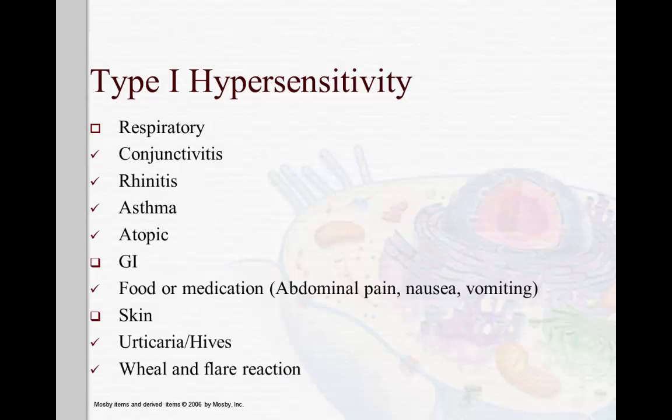In the GI, patients could manifest type 1 hypersensitivity reaction by food poisoning, but it's not related to bacterial infection, but related to allergic reaction to certain particles of the food. And it could be manifested with bloating, abdominal pain, nausea, or vomiting. And in the skin, besides the atopic dermatitis, patients could have urticaria, hives, or even flare reactions.